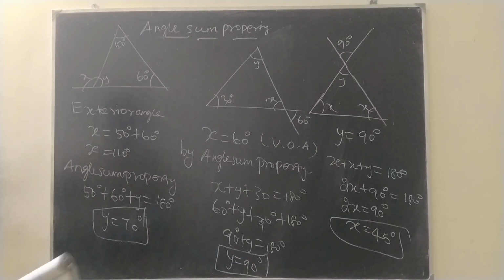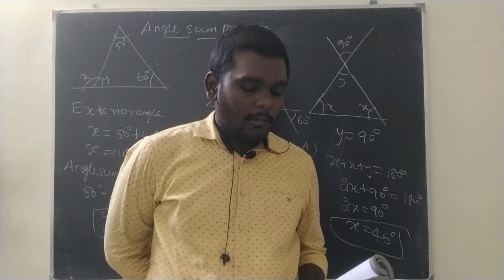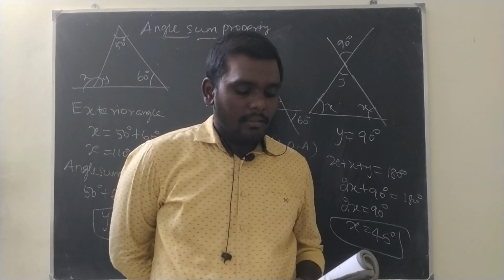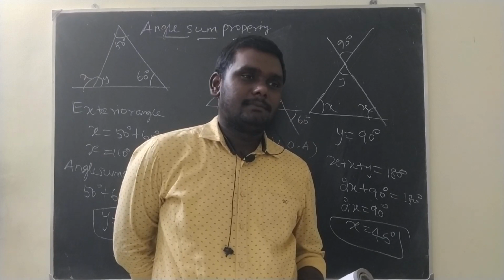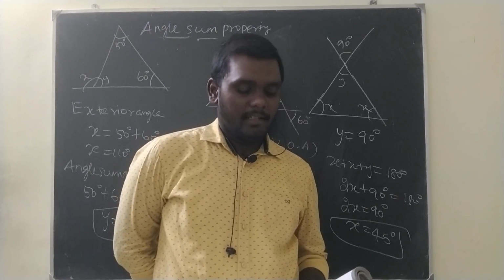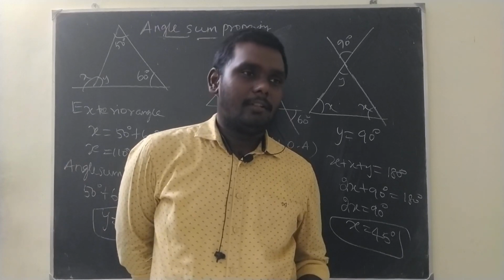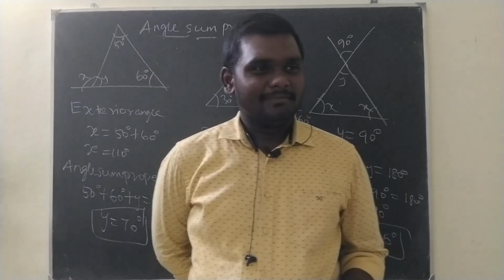Now there are try these questions as well. You see, two angles of a triangle are 30 and 80. Then the third angle is 70 degrees. 80 plus 30 is 110. 180 minus 110 is 70. This comes more often, right?